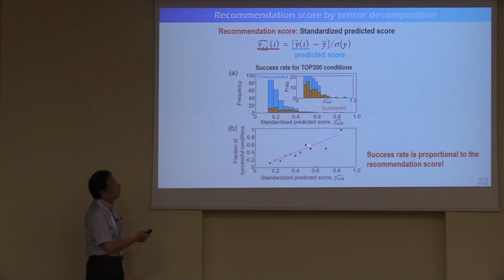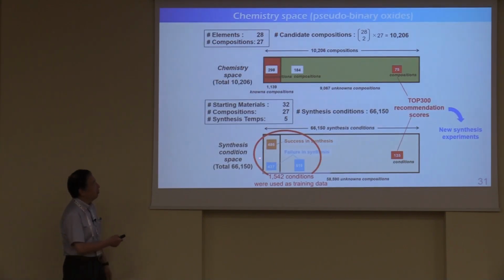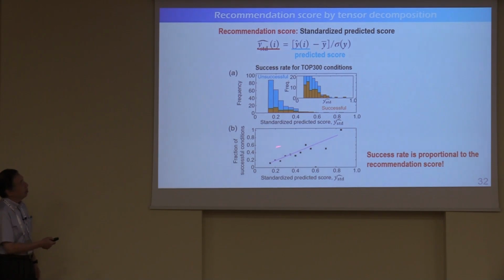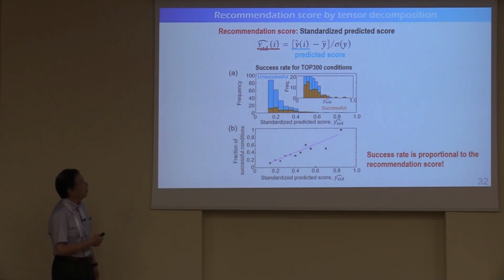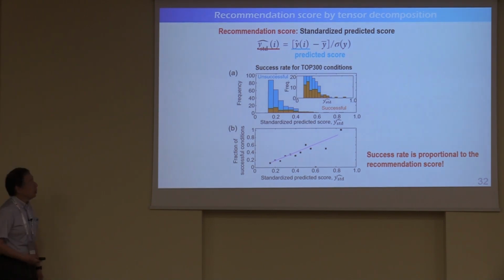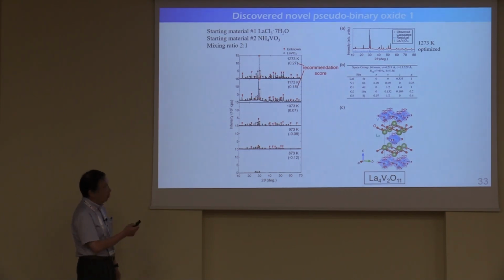But unfortunately, those showing high recommendation scores are located within this no-conversion zone. But there are some conditions which are not very high in predicted score, but still quite possible to get successful synthesis. Actually, among them, we found some new pseudo-binary, as yet unknown pseudo-binary compositions.